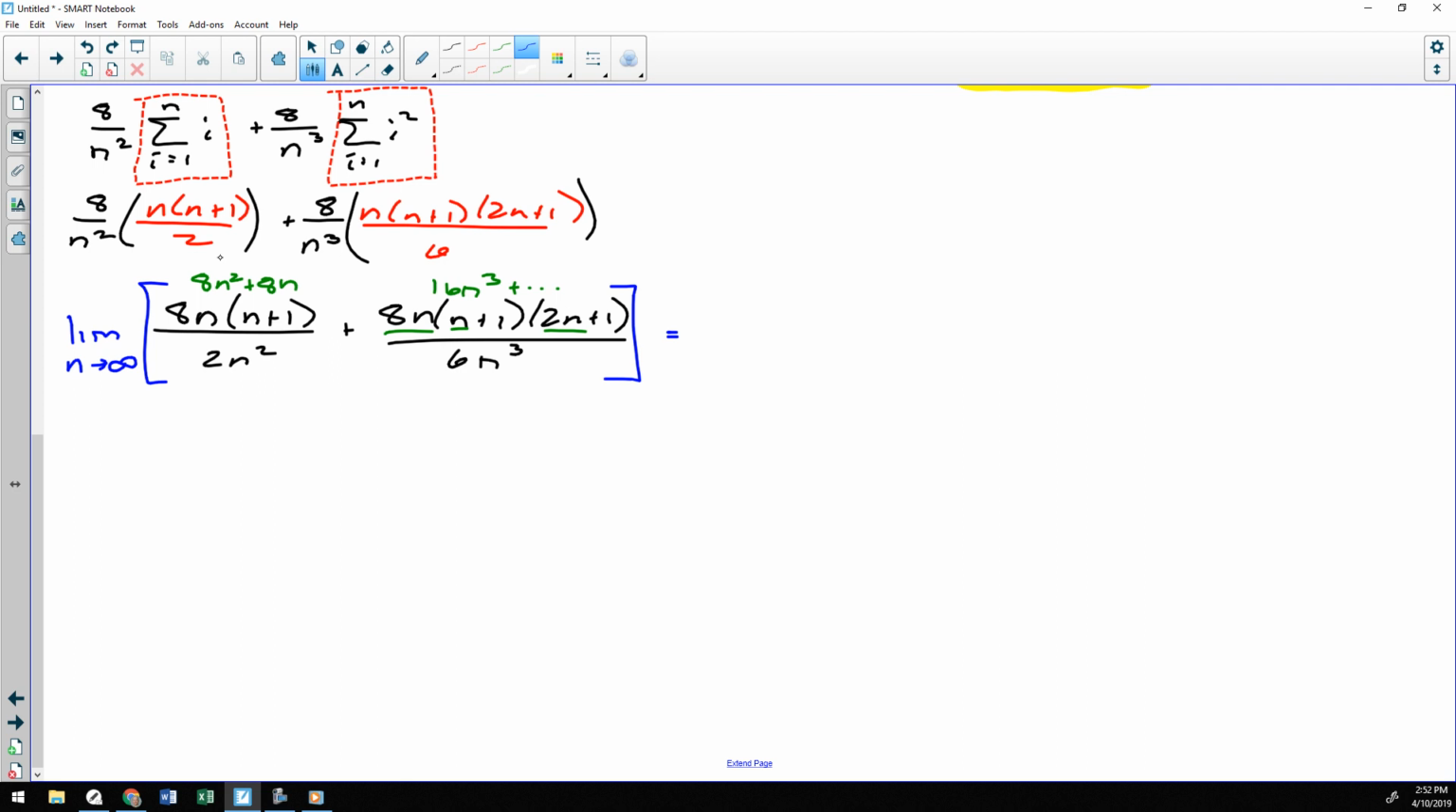We will divide coefficients. So 8 over 2 plus 16 over 6, which is 4 plus 8 thirds, which ends up, when you get a common denominator, combining to 20 over 3. And there is your final answer.